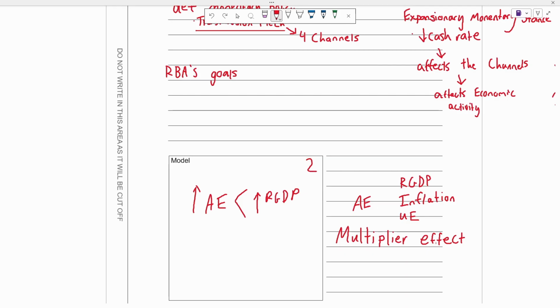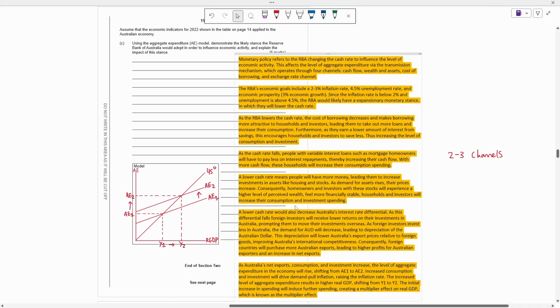Now let me show you the sample answer. You can see how after I mentioned the consumption and investment spending increasing, I don't talk about aggregate expenditure straight away. The reason is because if I do that for each of my channels, that's going to be repetitive and it's also going to waste my time. So I mentioned it here where I tied it all together. I talked about net exports, consumption and investment, which all increase aggregate expenditure. Down here, you can also see how I mentioned the multiplier effect.